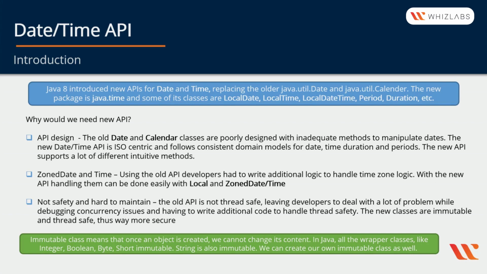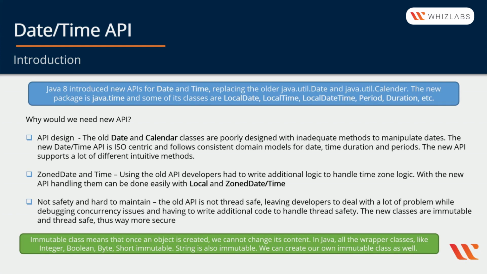And finally, thread safety and ease of maintenance. The old API is not thread safe, leaving developers to deal with a lot of problems while debugging concurrency issues and having to write additional code to handle thread safety. The new classes are immutable and thread safe, thus no more errors and way more security. This was placed in the last position because you don't know what thread safe means for now. We will discuss that in the multithreading chapter.